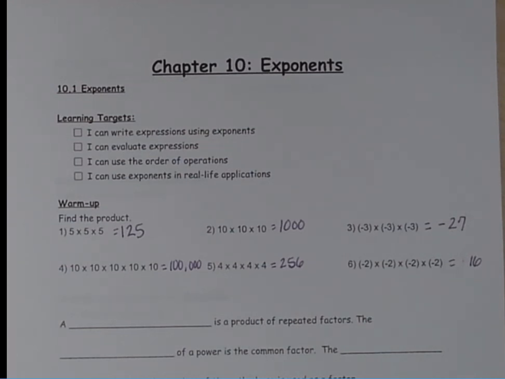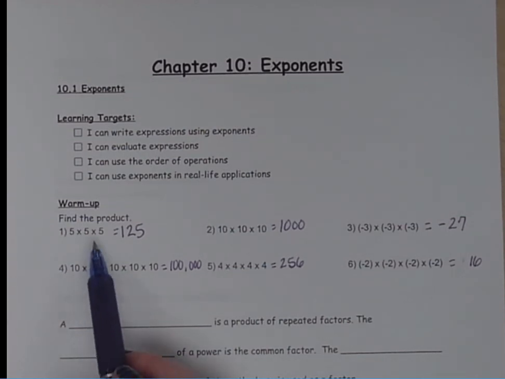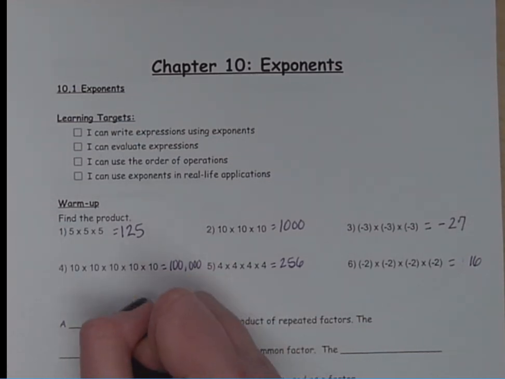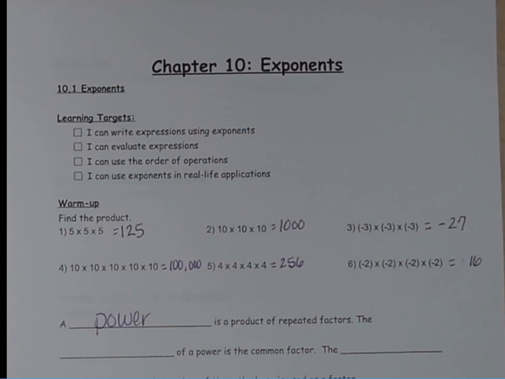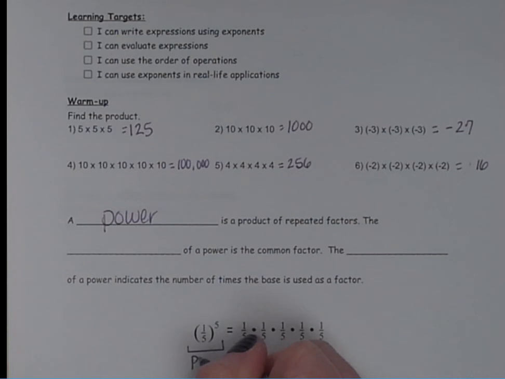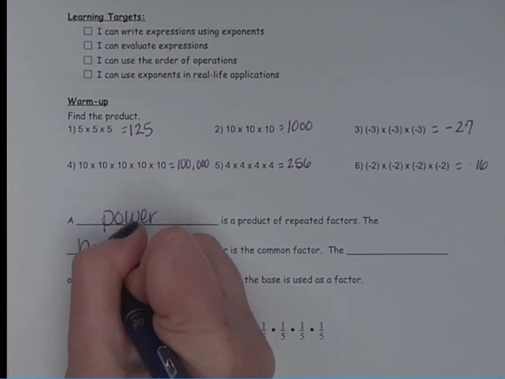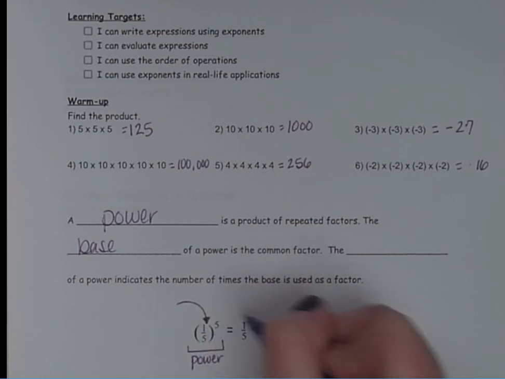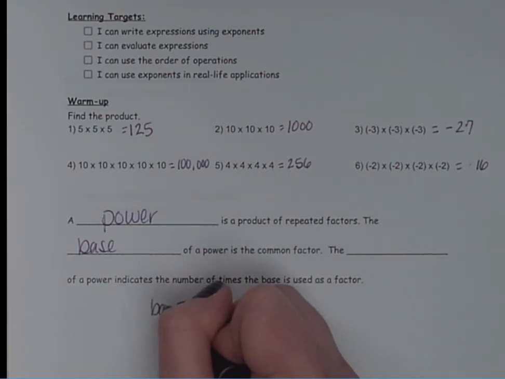All right, so if you recall, if you take a look at number 1, that is 5 times 5 times 5. Each one of those is considered a factor. So these are repeated factors. So a power is a product of repeated factors. So this whole thing right here, the whole entire thing, is called a power. The base of a power is its common factor. So this 1/5 right there, that's the base. Okay?